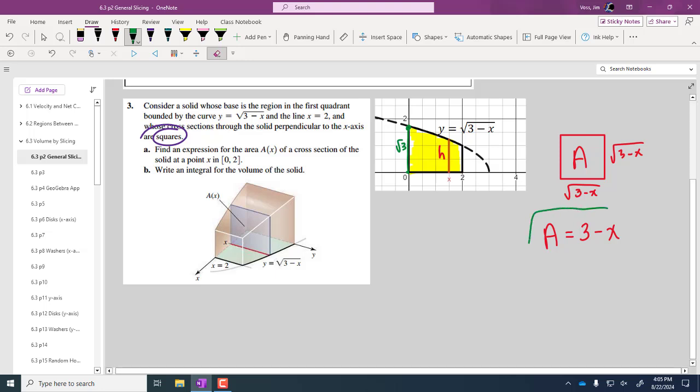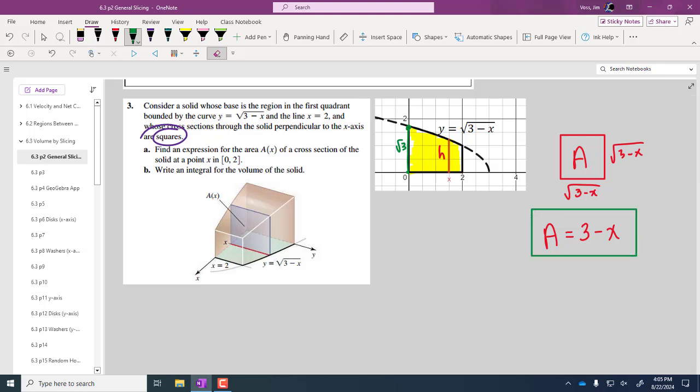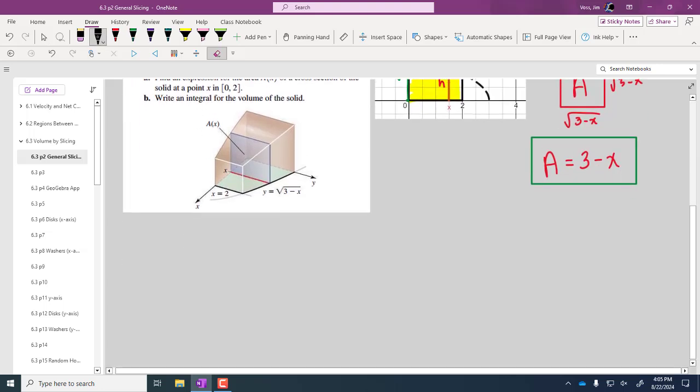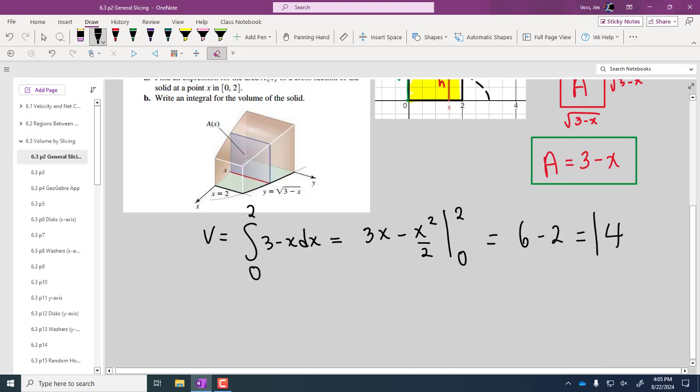So this is the area predictor formula. And we've checked it at the two endpoints, and it was right, so it's probably correct. So then we just integrate it to get the volume. So if we integrate, volume will be the integral of 3 minus x. And our limits of integration were 0 and 2. So then we're just going to integrate that. And that'll be our volume.